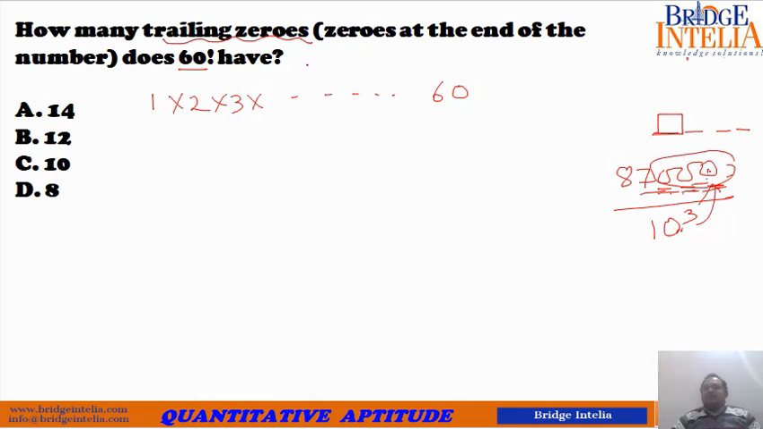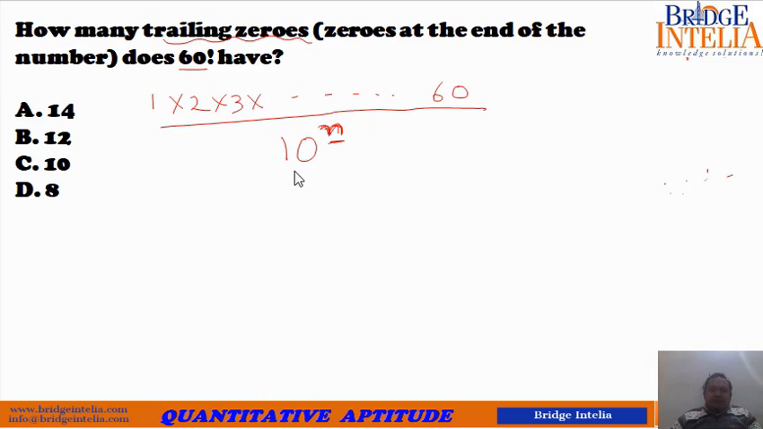So instead of asking how many trailing zeros are there at the end, the question can be rephrased as, what is the highest power of 10 that will divide this number? So question can be rewritten in this manner. 3 trailing zeros means the number is divisible by 10 cube. So if the number has n trailing zeros, then it will definitely be divisible by 10 to the power n. So we have to find the maximum value of n.